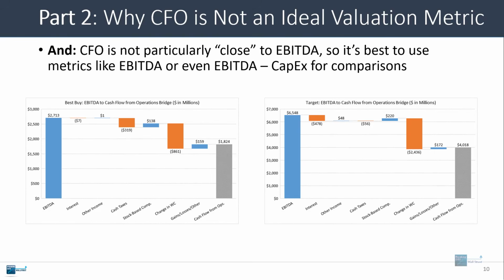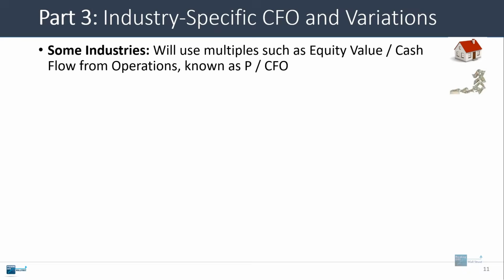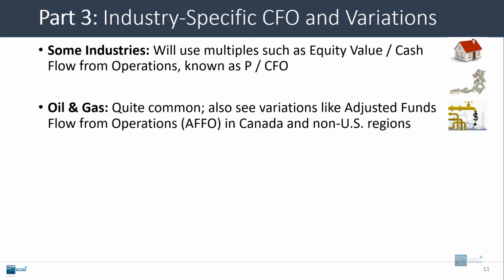All that said, I do want to cover a few possible exceptions here at the end as well, and say that in some industries you will see multiples like equity value over cash flow from operations, or price per share over cash flow from operations per share, the P to CFO multiple. And in some industries like oil and gas, you'll see variations like adjusted funds flow from operations, also known as AFFO, especially for Canadian oil and gas companies, and many non-US companies use this type of metric as well.